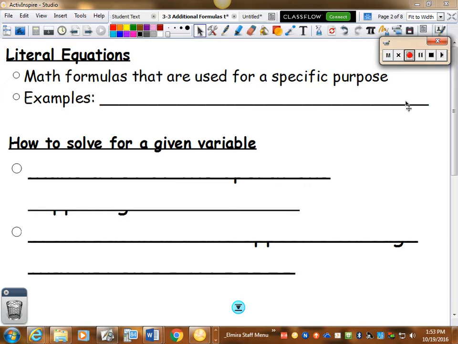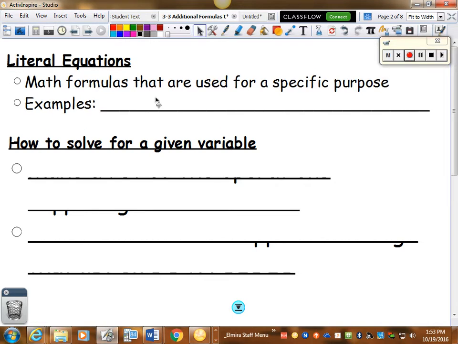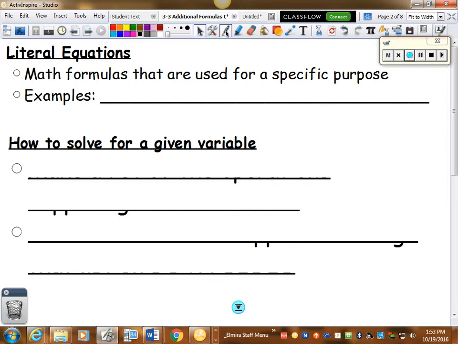So I'm going to focus the majority of the time on this lesson on literal equations and how to rearrange them. Literal equations are just math formulas that are used for a specific purpose. Literal equations you've used before, you just didn't know they were called this. It's things like volume formulas, distance equals rate times time. You probably used that in science class, area, that kind of thing.